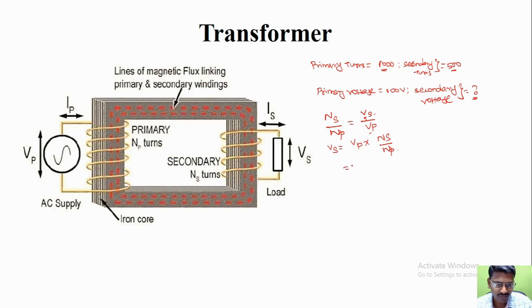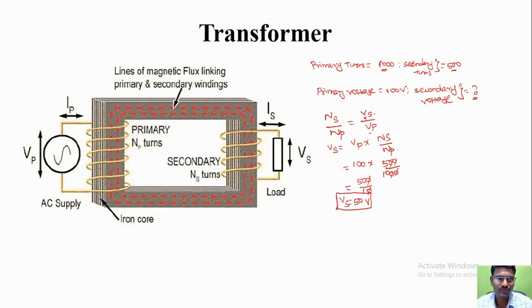Vs is equal to Vp into Ns divided by Np. So where primary voltage is 100 into Ns, the secondary number of turns, is 500, divided by the primary number of turns, 1000. So when I cancel this, I will get 500 divided by 10, right? So which will be 50 volt. So secondary side voltage is 50 volt.